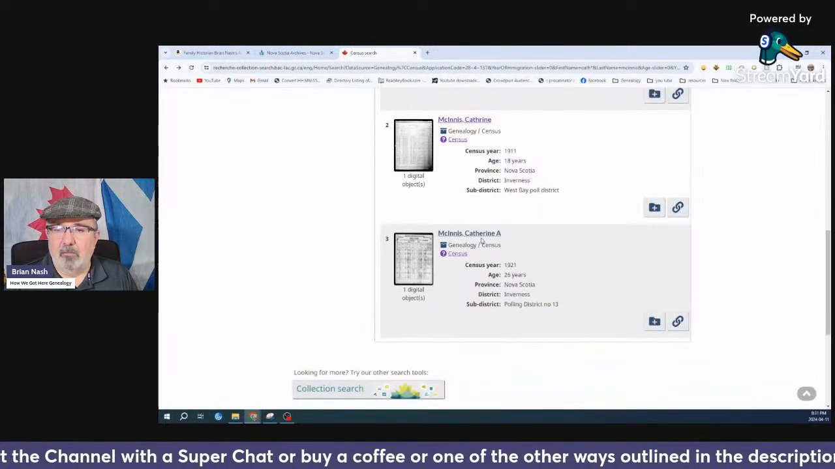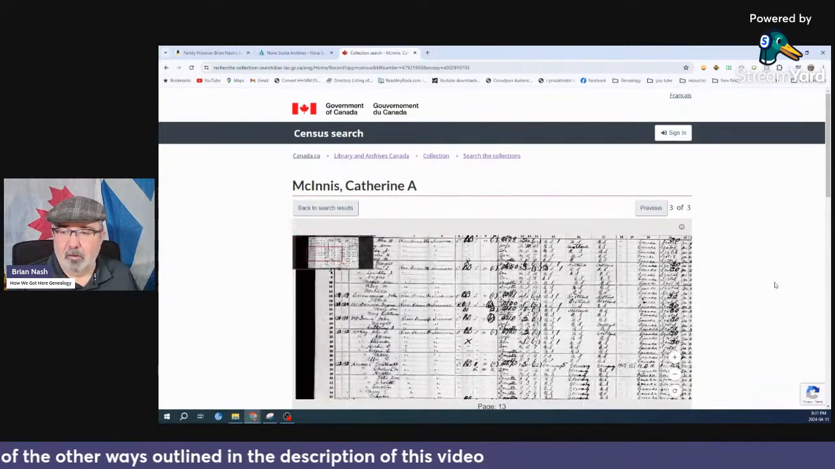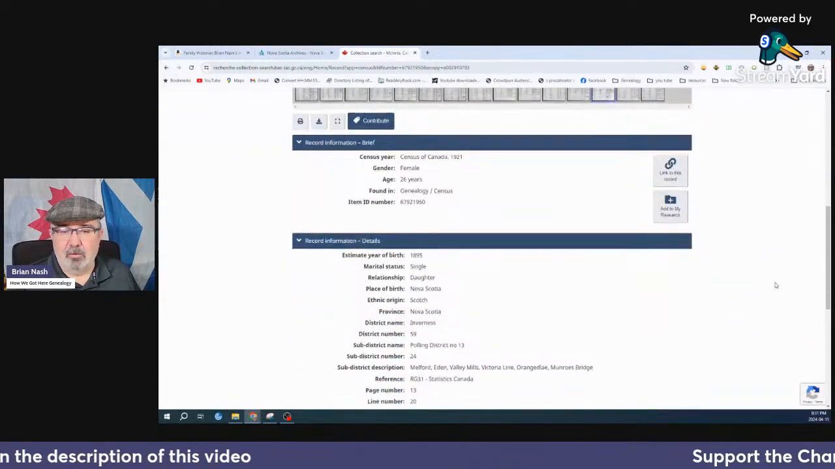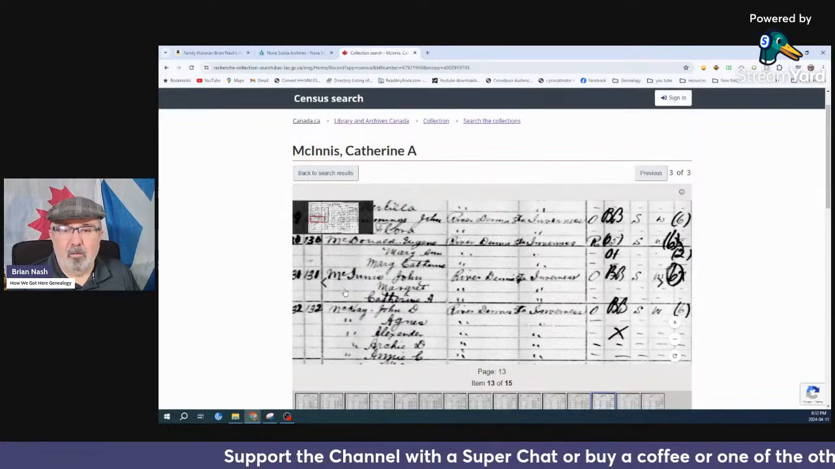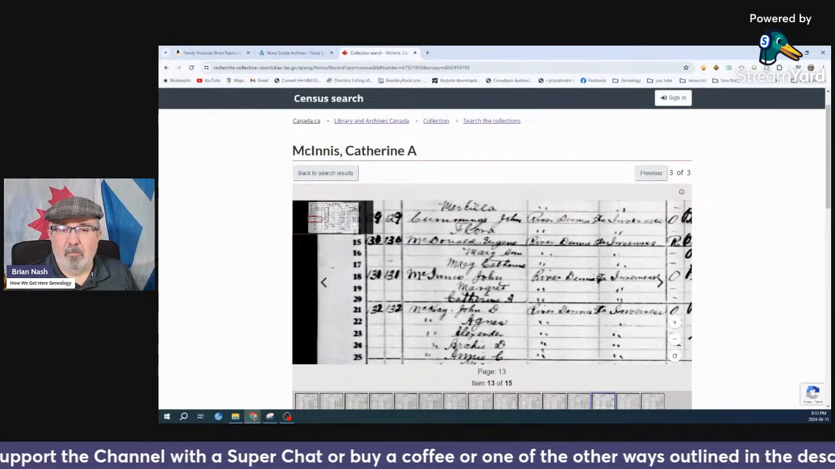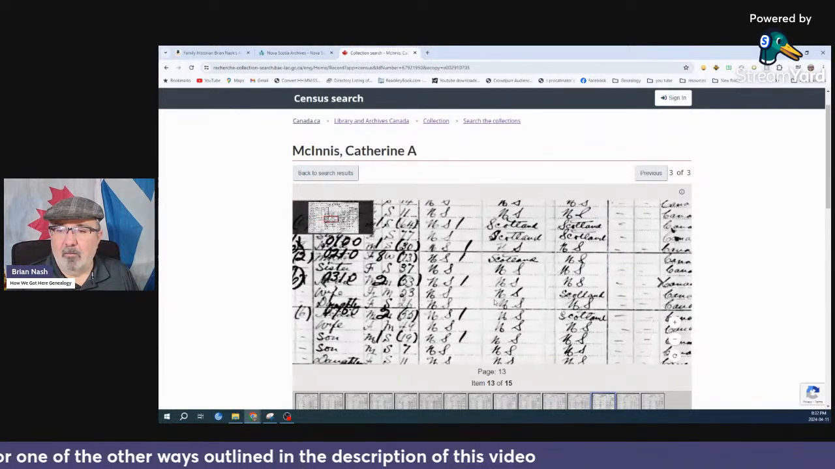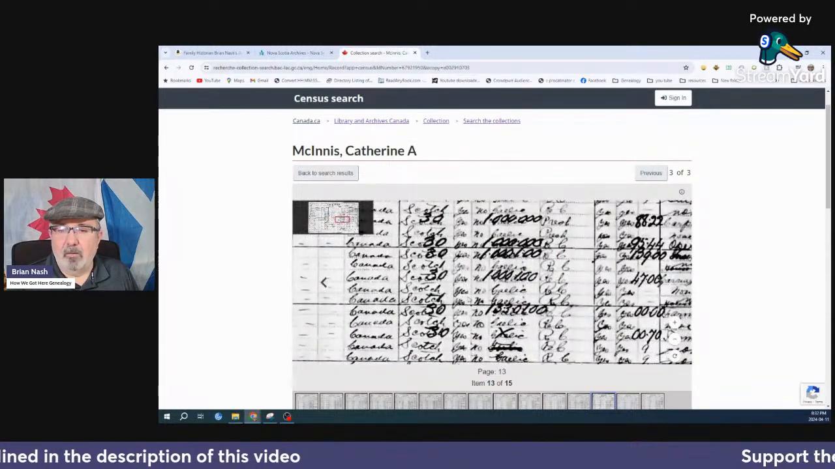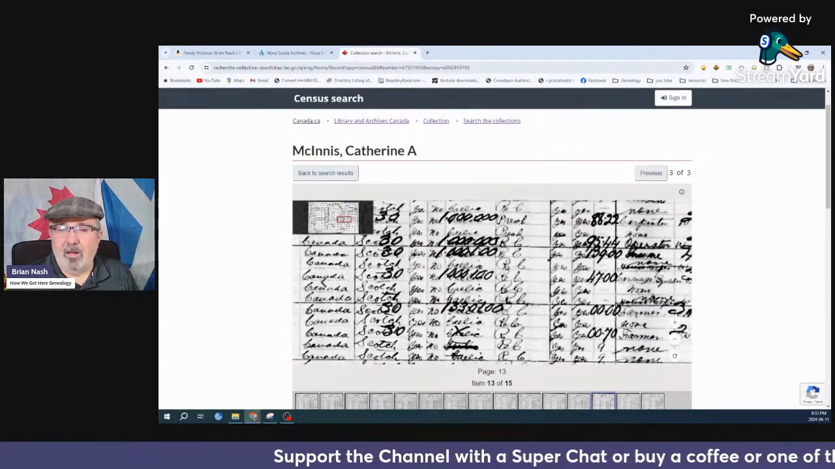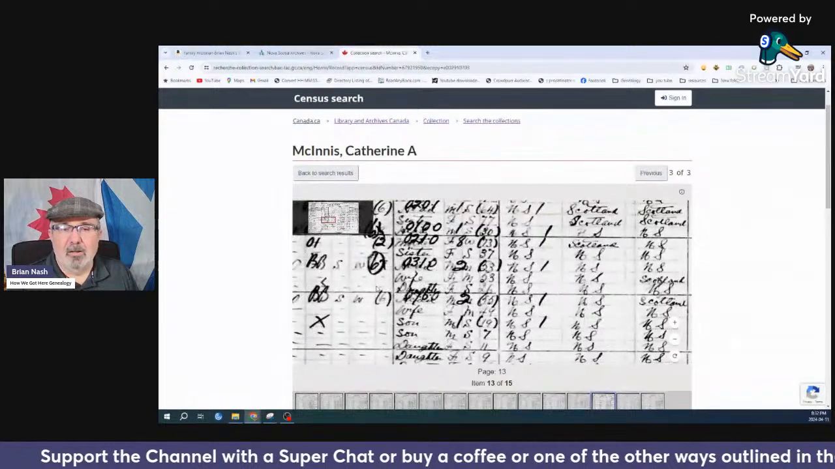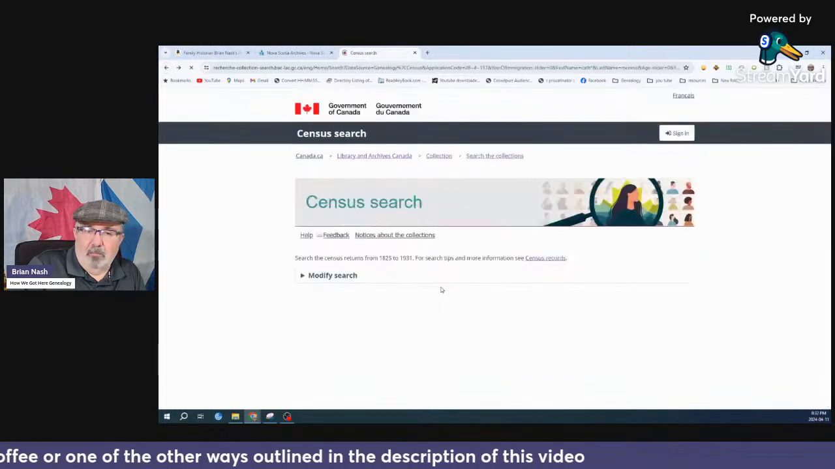So let's go back here and look at 1921. At this point, it is very possible she was not in Inverness anymore. Let's look. So she's a daughter, line 20. So different parents' names. Again, Gaelic is their mother tongue. So I'm not going to be able to find Catherine E here. I'm pretty sure she's Catherine F.